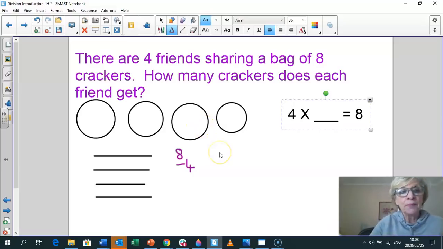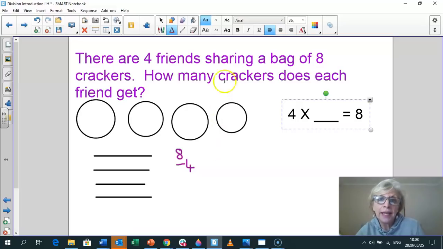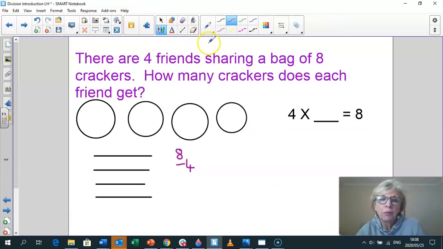So here's another one. There are 4 friends sharing a bag of 8 crackers. How many crackers does each friend get? So this is 8 divided by 4. Let's write up our problem up here, guys. It's 8 divided by 4.